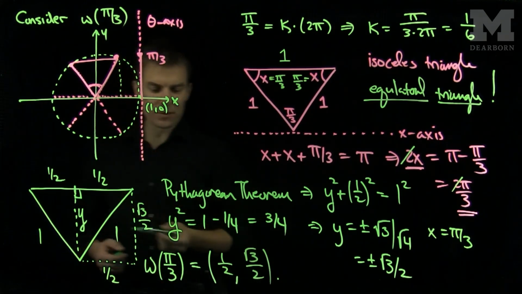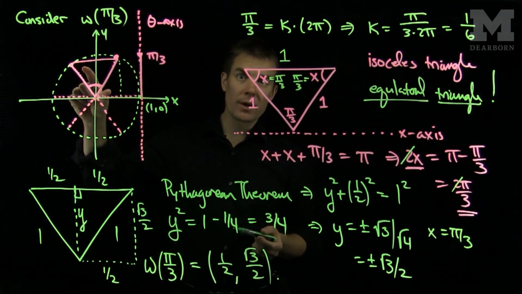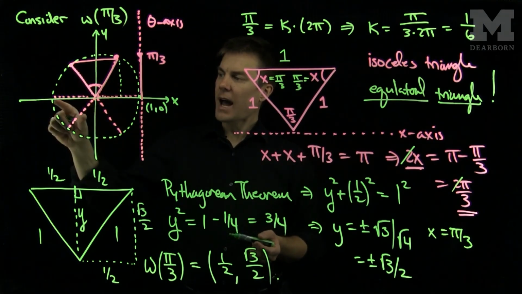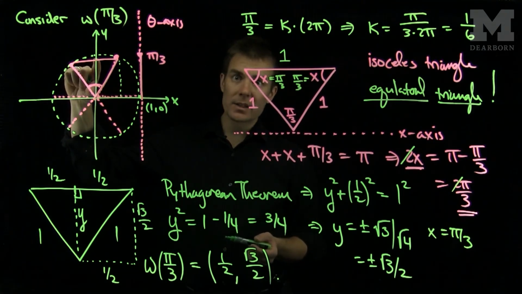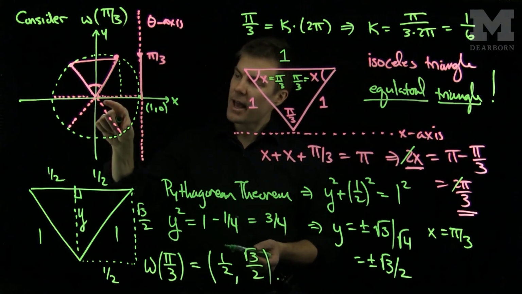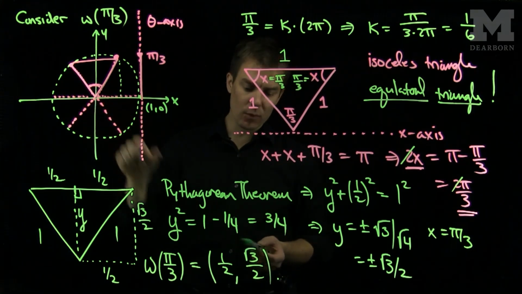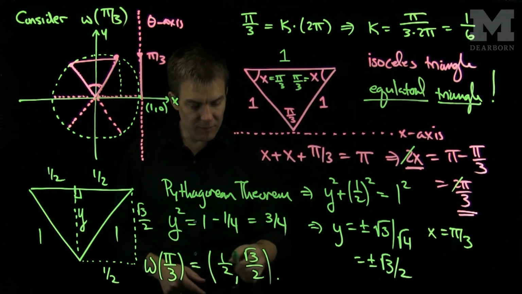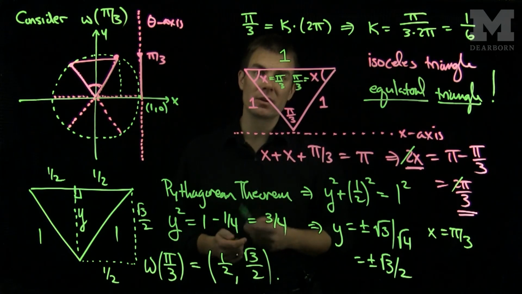Now the other multiples of pi over 3 just lie in different quadrants. So for example, in the second quadrant over here, the x is going to be negative and the y is going to be positive. In the third quadrant, the x and y are both negative. And in the fourth quadrant, the x is positive and the y is negative. So this same structure is true, except the only difference is that I'll have plus or minus options based on what quadrant I'm in.